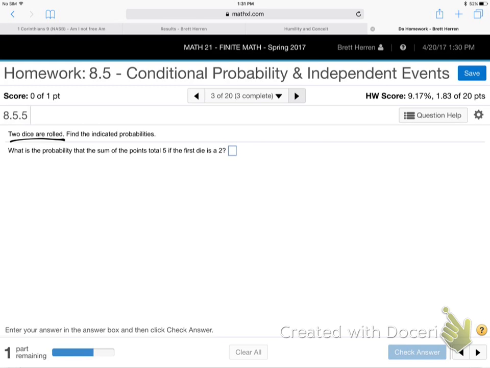And I don't want to do the whole big array, because they're telling me what's the chance the total is 5 on the dice if the first die is a 2. See, they're giving me some information. They're saying, you rolled the 2 dice, and my first die was a 2. My first number came up to be a 2. And what's the chance the total of my 2 dice is 5 if my first number is a 2?